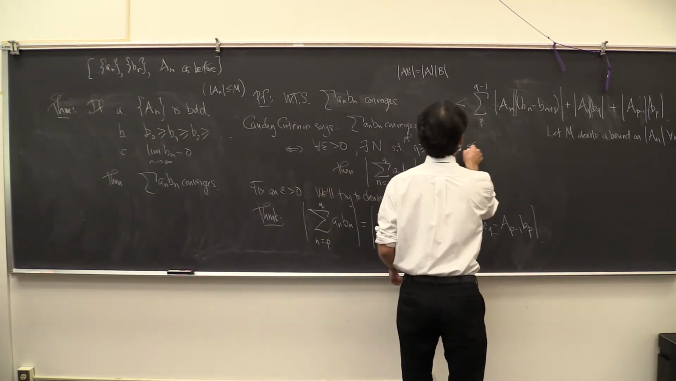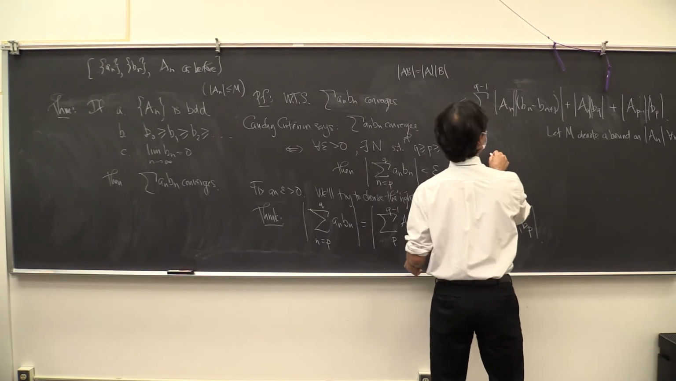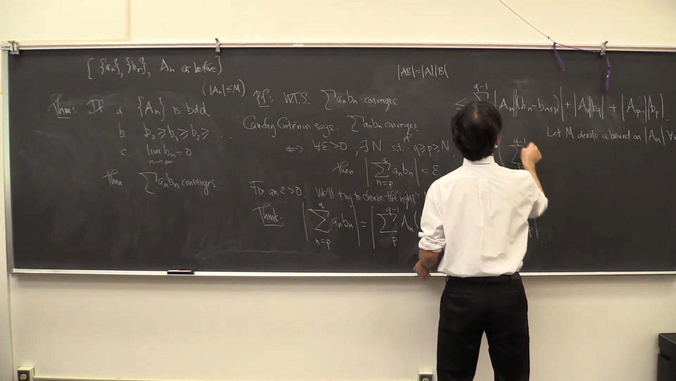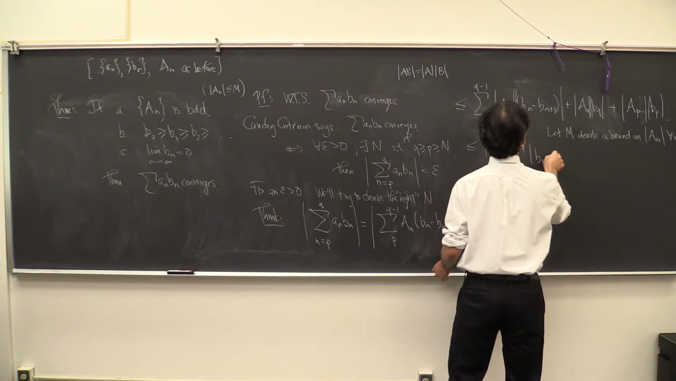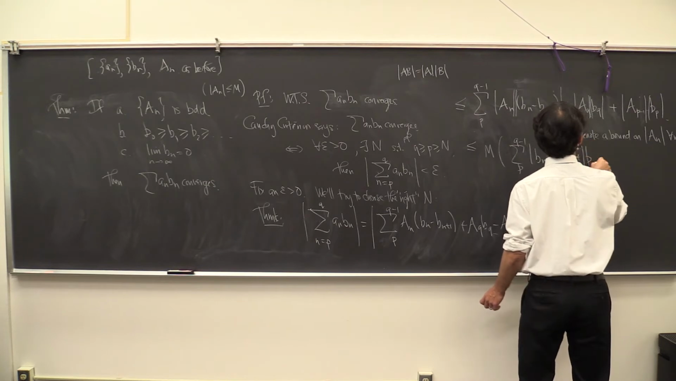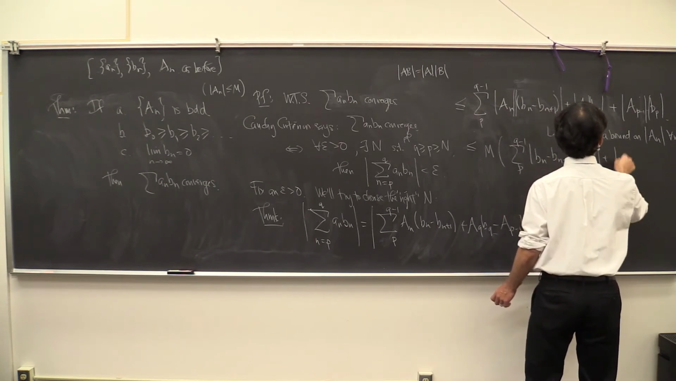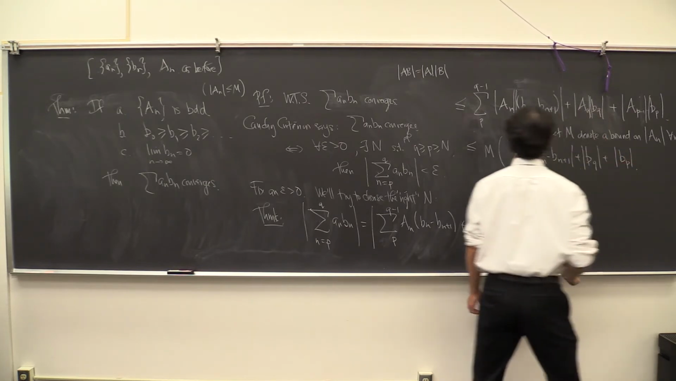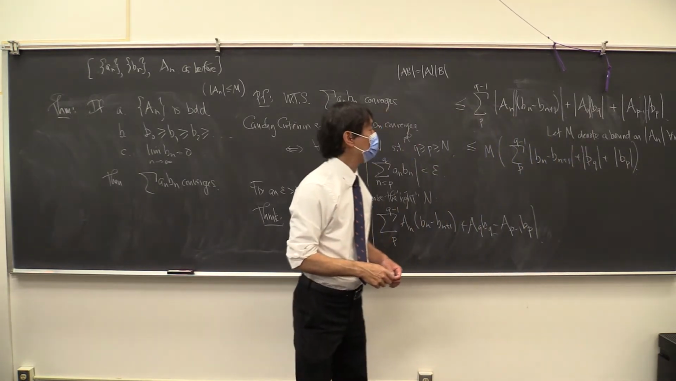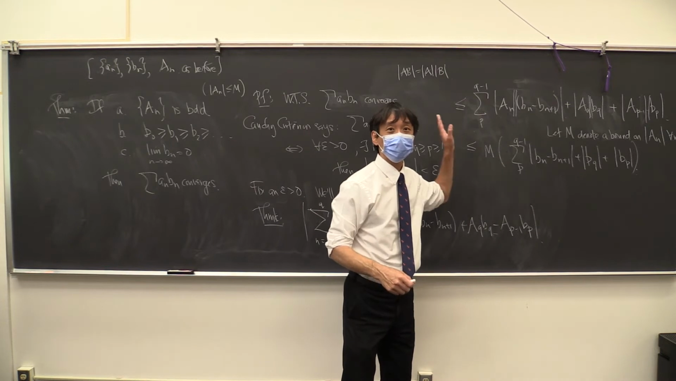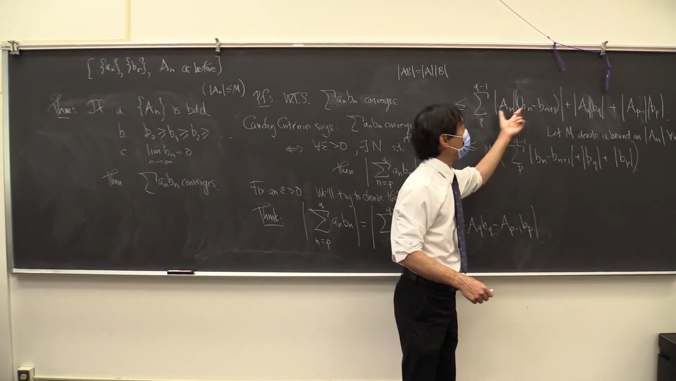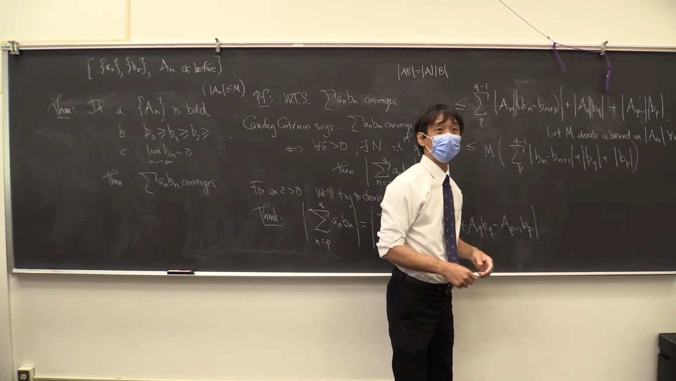Okay, so we can replace this thing by m times the sum here, from n equals p to q minus 1, of b sub n minus b sub n plus 1, plus b sub q plus b sub p. We just factored out the m. Each of these things is smaller than m, so we replace them by m, and then we factor it out.